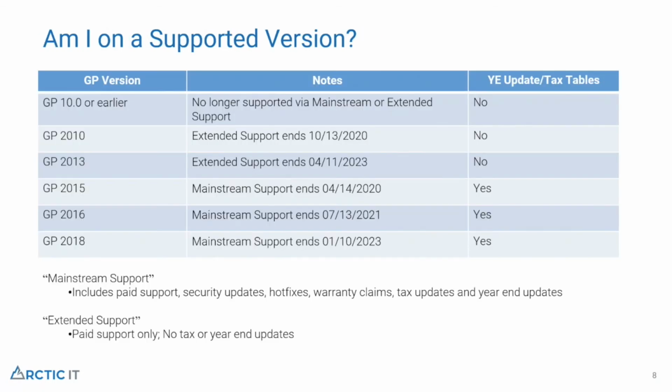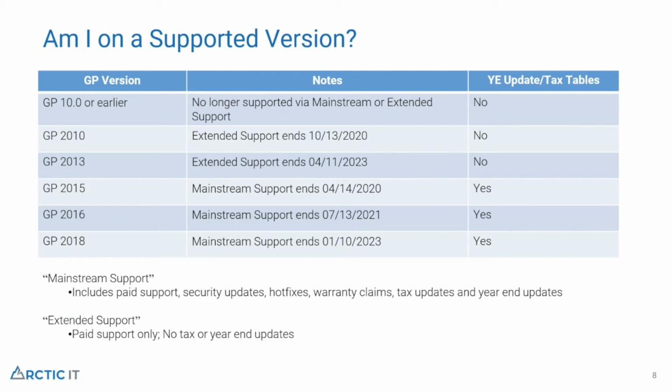So I mentioned earlier that year-end updates and tax tables are only available for supported versions of GP. So what does this mean? Well, in mainstream support, Microsoft will continue to provide assistance, security updates, hot fixes, warranty claims, tax table updates, and year-end updates for supported versions. Once out of mainstream support, those updates are not released. With multiple rounds of tax table updates each year and upcoming changes to the W-4, it's very important that you stay on a supported version.